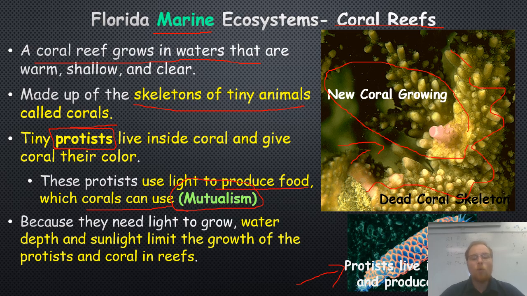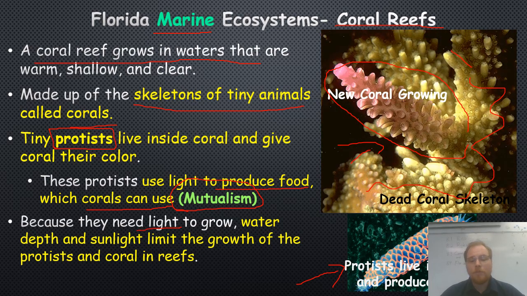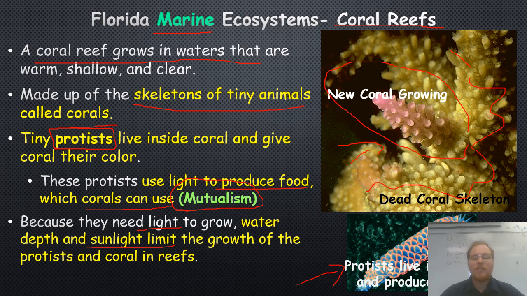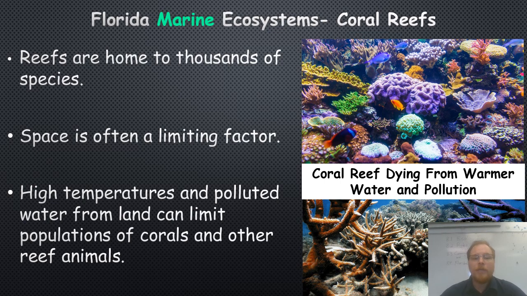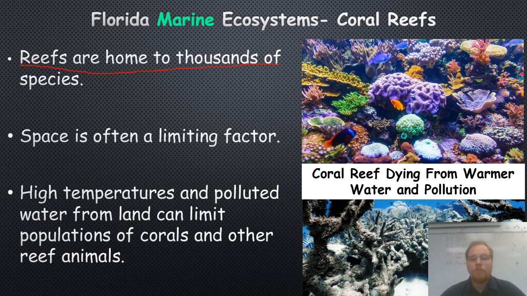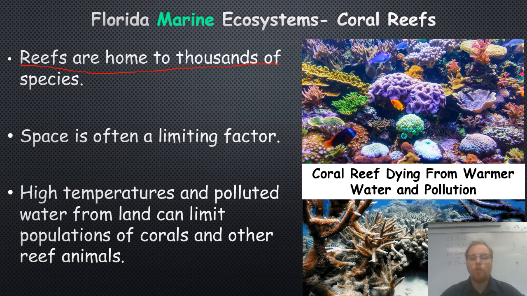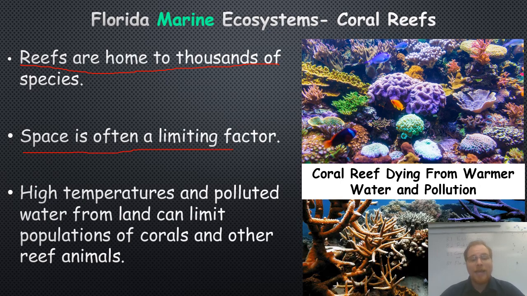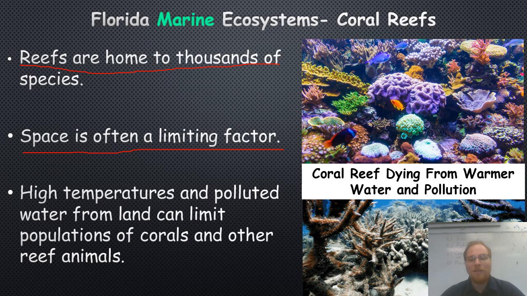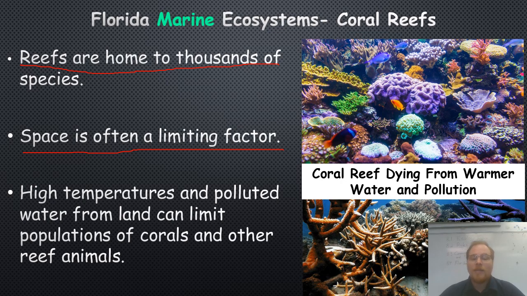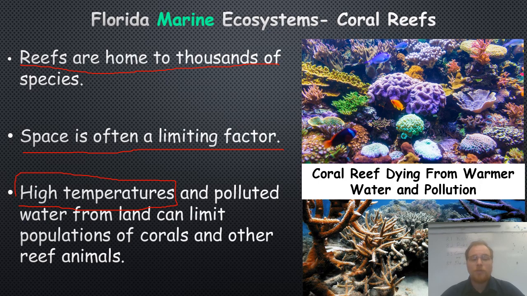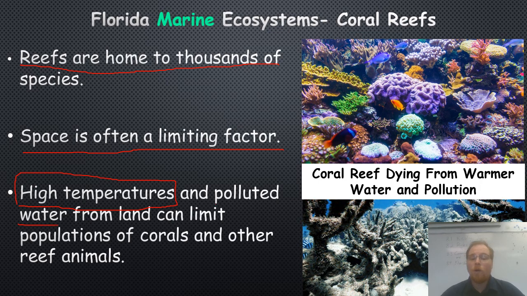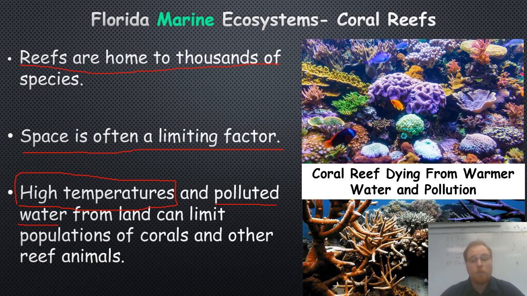Now, because corals need light to grow, warm temperatures, and nice sunlight, that's going to actually limit the growth of these protists and coral. Since reefs are home to thousands of species, it's really important to keep these coral reefs intact. And because they have thousands of species, space is actually a limiting factor. The most important thing that's damaging the corals right now is high temperatures in the ocean water or polluted water from the land that's limiting the coral population and fish population too.